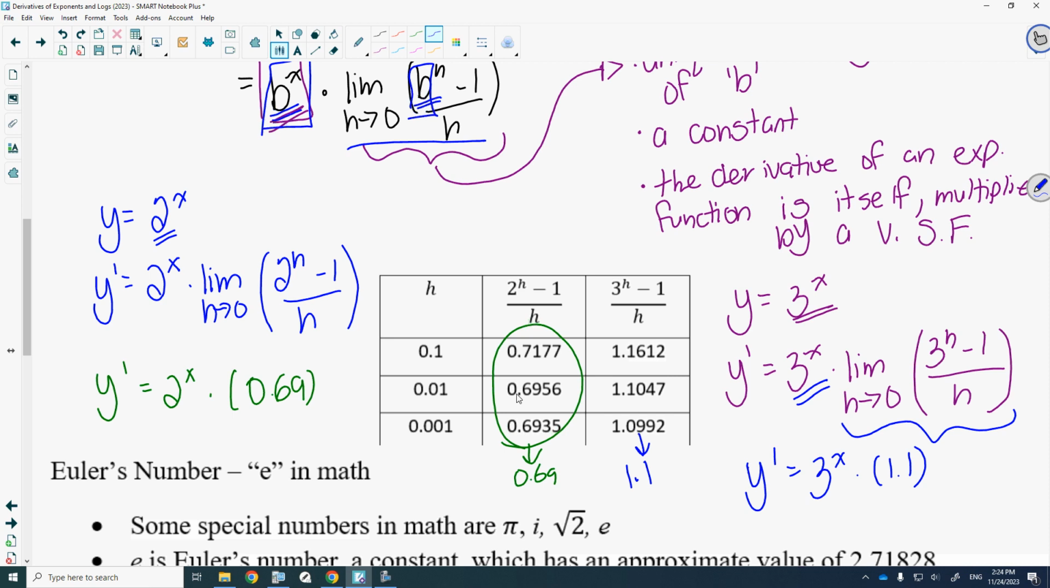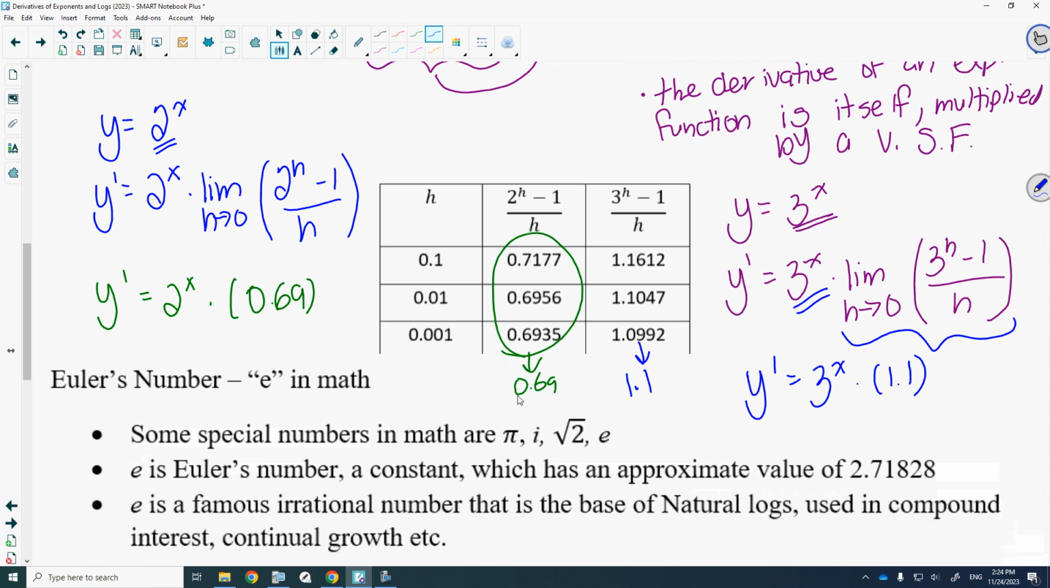What I want you to see is that we have a base of 2 and we get 0.69. We have a base of 3 and we get 1.1. Ideally, I would like to not have to deal with this limit here. How could I do that? Is there a base between 2 and 3 that if I plugged that value in, I would get a 1 here?